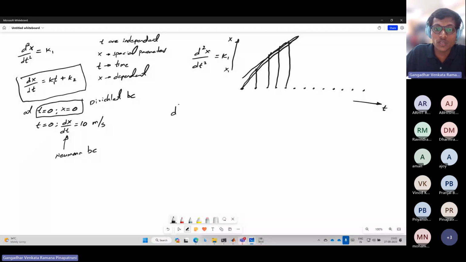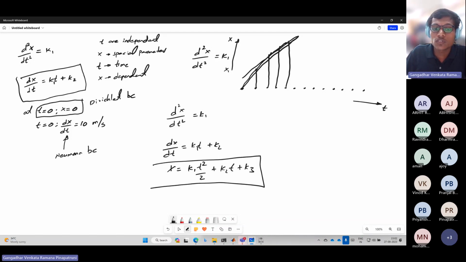Direct integration means, how can you solve d square x by dt square equals k1? If you solve with direct integration, in the second step you will get this one, and in the third step you will get x equals k1 t square by 2 plus k2 t plus k3. So this is how you will solve. Now it is a simple algebraic equation. At t equals 0 we have x equals 0, and at t equals 0, dx by dt equals 10 meters per second. If you put these two values, you will get the equations for k1, k2 and k3.